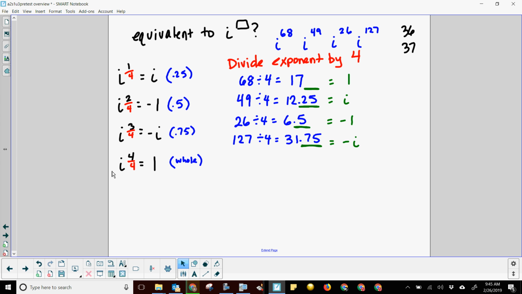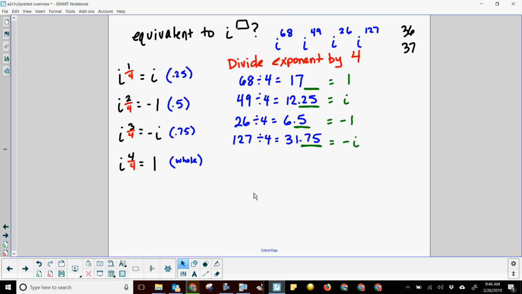This one's kind of crazy. Which one's equivalent to i to some crazy exponent? And they're going to give you these 4 options here: i, negative 1, negative i, and 1. Well, honestly, knowing that i to the 4th power is 1, any multiple of 4 is just going to be 1 times 1 times 1 times 1 over and over and over.